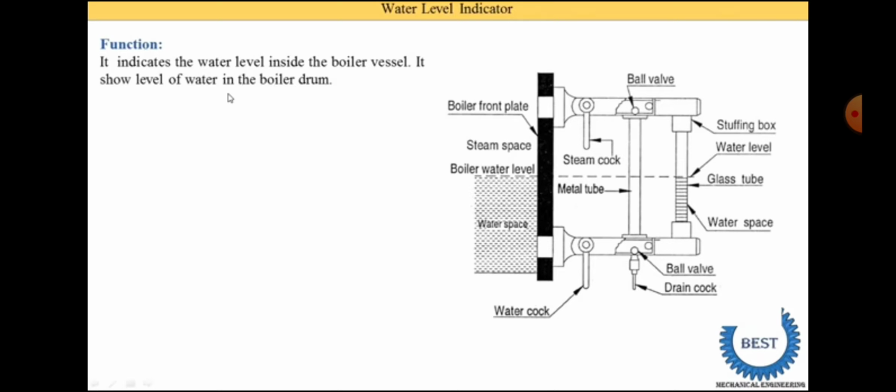If the water level inside the boiler goes down, then there is a possibility of the boiler blasting. That is why these water level indicators are important mountings of a boiler. So now we will understand the construction of water level indicators.